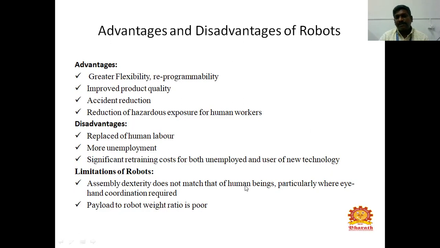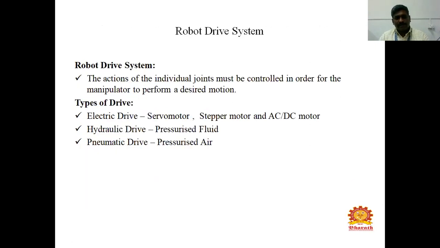Dexterity cannot be replaced, particularly where eye and hand coordination is required. Okay, the next one is that the payload is poor compared to the human. The payload ratio of the robot is poor compared to the human. These are the advantages and disadvantages of the robot. Okay, so thank you.